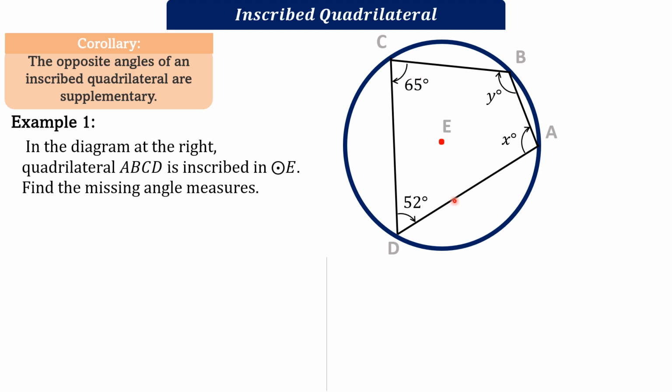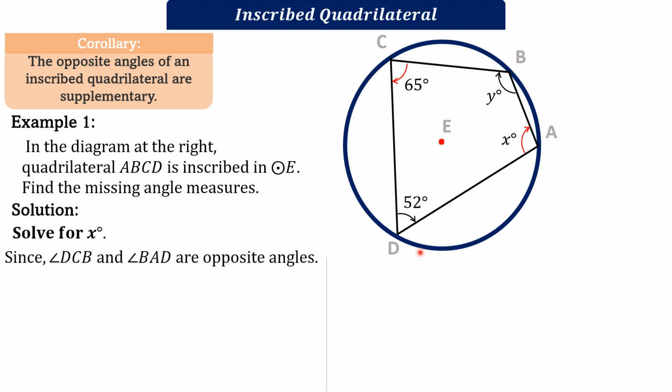Opposite angles are angle DCB and angle BAD. And the other opposite inscribed angles are angle CBA and angle CDA. Let's start solving for x, which is angle BAD or angle A. By applying the corollary, the opposite angles of an inscribed quadrilateral are supplementary. Since they are opposite angles, their sum is equivalent to 180 degrees.